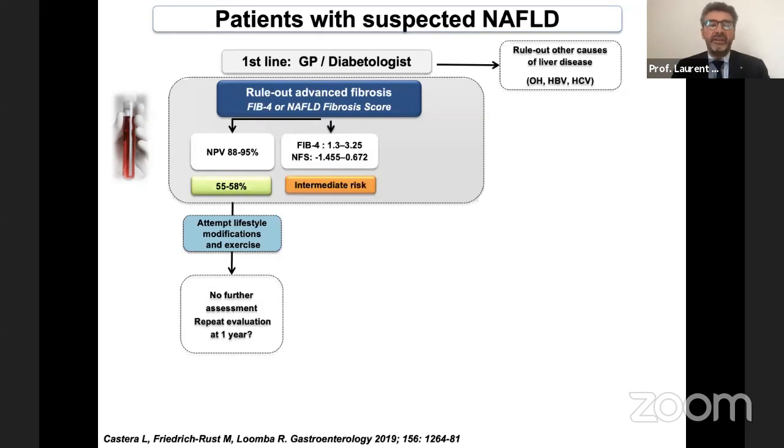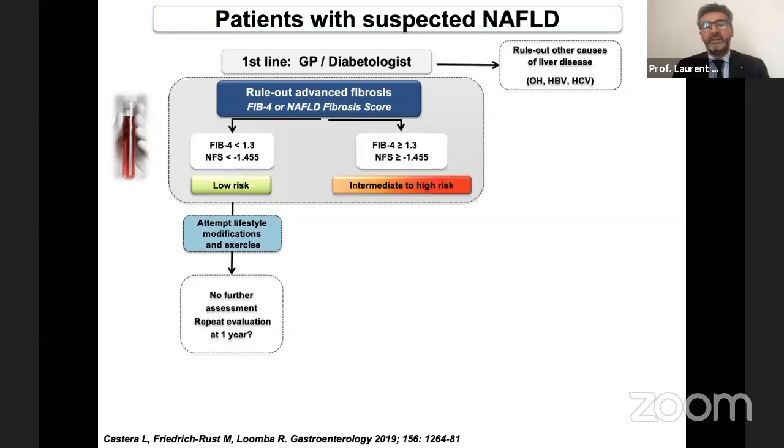When you're in between, this is intermediate risk, and this is about 30% of patients. And when you're above 3.25, this is high risk. However, if you want the GP to screen your patients and to use this test, I think you must come with a very simple message: is it below or above 1.3? If you have two cutoffs, it will never work. So you have to be ready to have probably an over-referral of patients with intermediate to high risk.